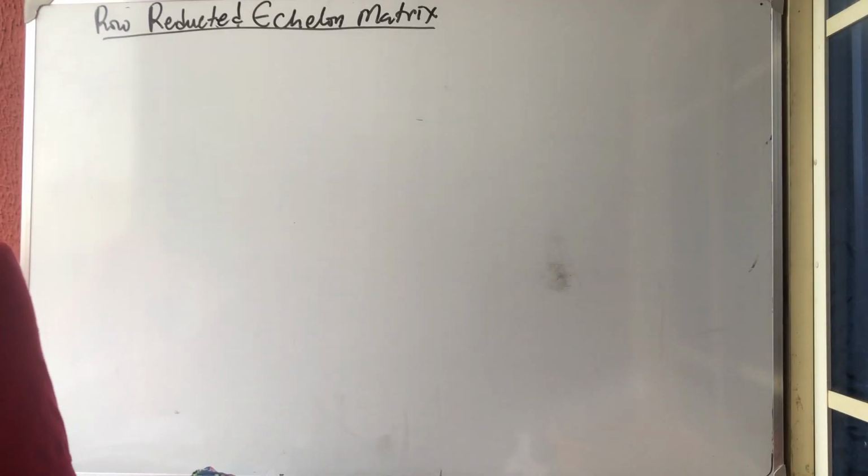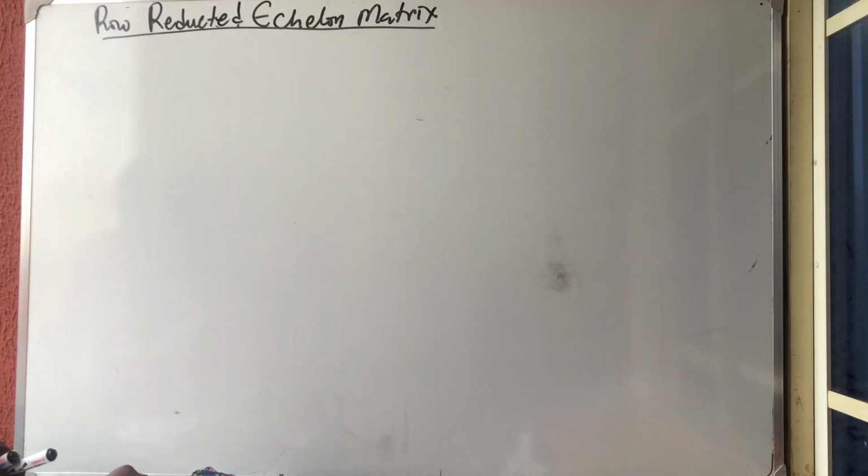Now, they say that let A be a non-empty matrix of M by N. Then A is said to be row reducted echelon form if the following four conditions are satisfied. The first condition is that the first non-zero entry, called the leading entry, if it exists in any row i, is equal to 1. First of all, the leading entries must be equal to 1. That's the first thing.